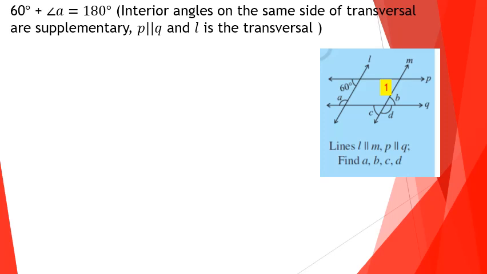60 degree and A are the interior angles of which two lines? That is, lines P and Q are parallel and L is the transversal. Look at this portion only. Then it is understood that A plus 60 degree equal to 180 degree, because interior angles on the same side of the transversal are supplementary. Hence, angle A equal to 180 minus 60, that is equal to 120 degree.